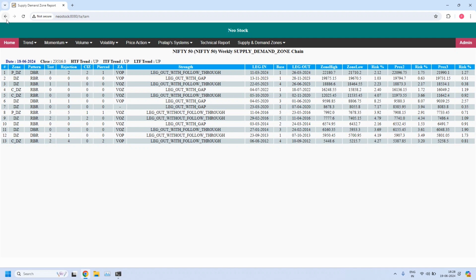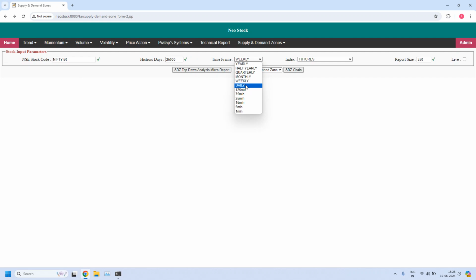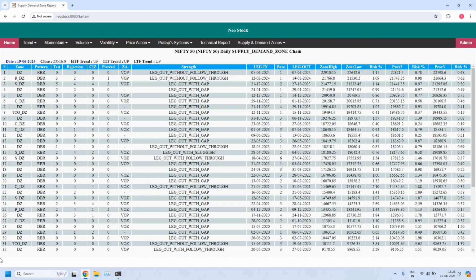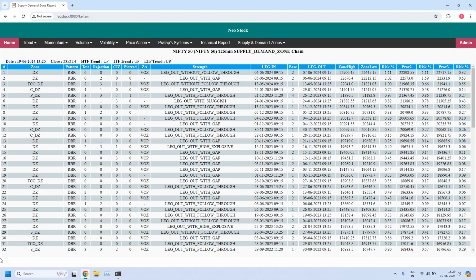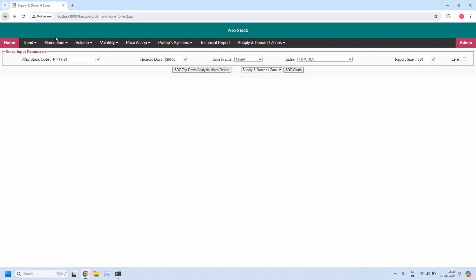Okay, now let me go back, changing the time frame to daily, and let me generate the daily chain. So this is the daily chain. Okay, I am going back, changing the time frame to 125 minutes. I am generating 125 minutes supply demand zone chain. Going back, changing the time frame to 75 minutes, generating the 75 minute supply demand zone chain.